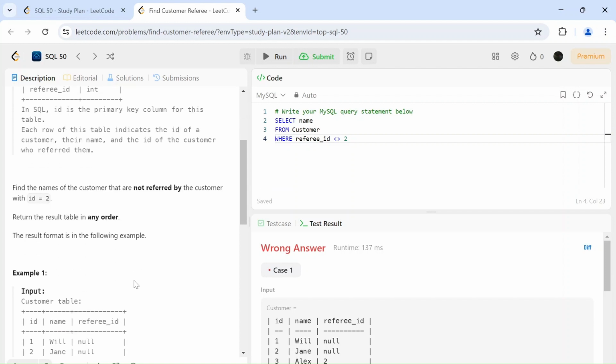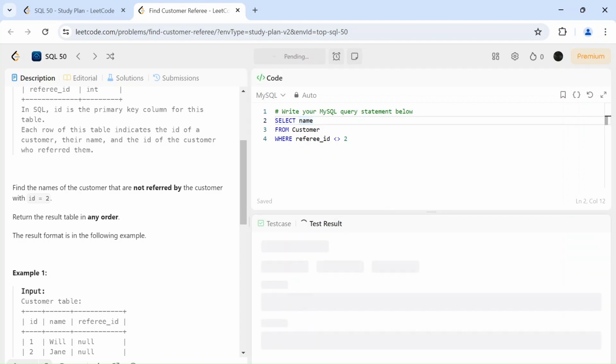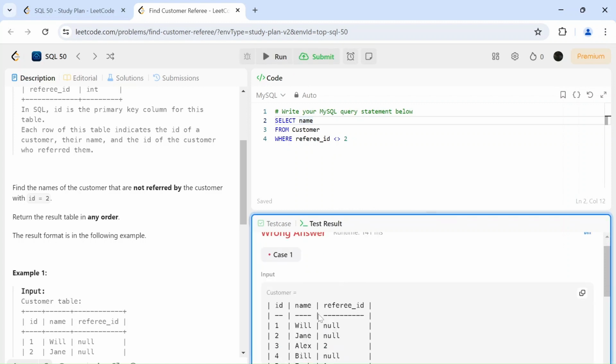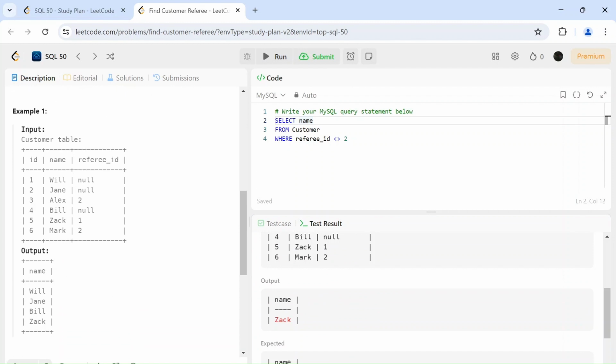So when we first see this, not referred by customer with ID equals to 2, we will obviously get this particular query in our mind. This is the first thing that comes to our mind. We can simply select name from customer where referee ID is not equal to 2, but this doesn't actually work. So when I execute this, we will get wrong answer. Our output is Jack and expected output is Will, Jane, Bill, and Jack.